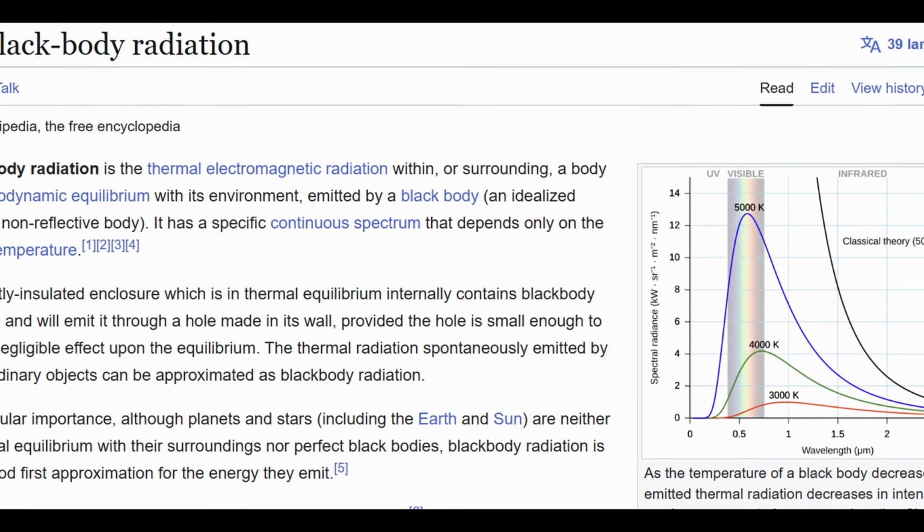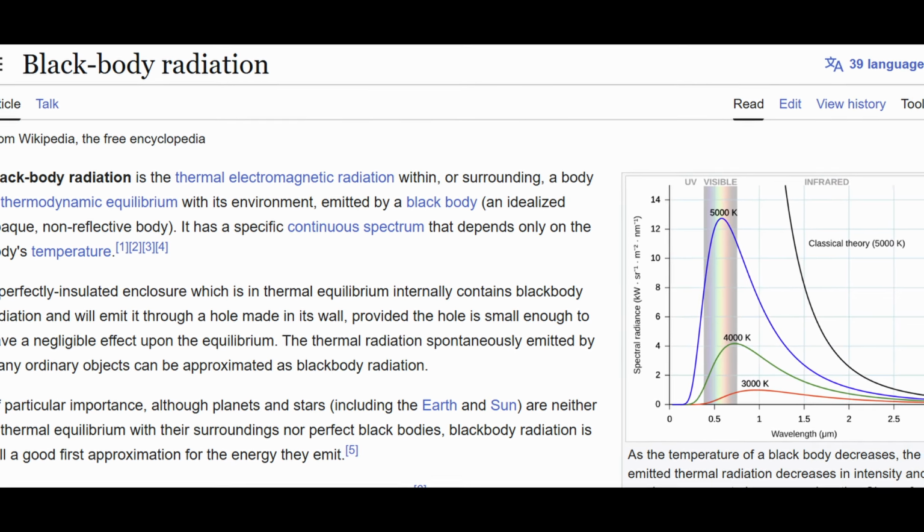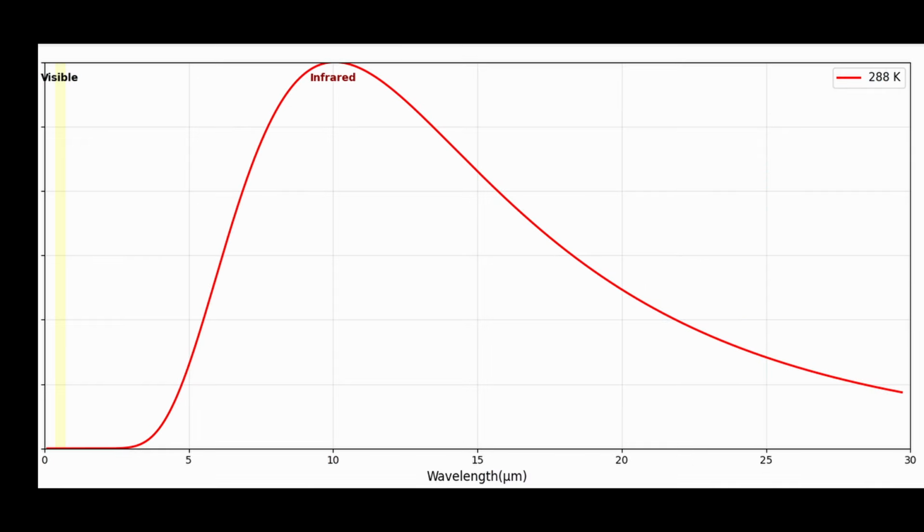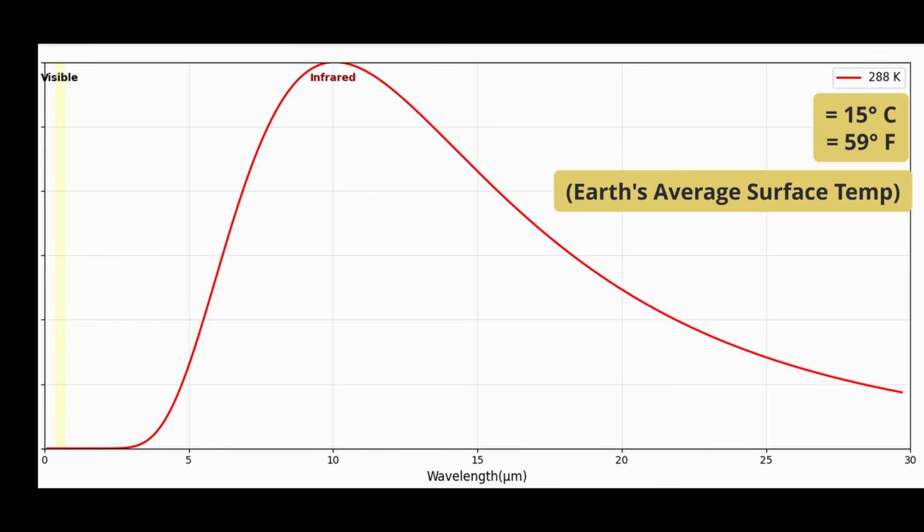So first things first, we are going to prove that the greenhouse effect exists using just a few physical laws and a pocket calculator. And we start with blackbody radiation. So the greenhouse effect works with what is called longwave infrared radiation, which is the blackbody spectrum emitted by Earth's surface at its average temperature, which is around 288 Kelvin or around 59 degrees Fahrenheit. This is Earth's average surface temperature.